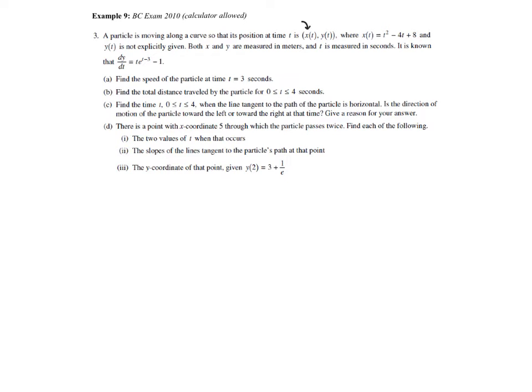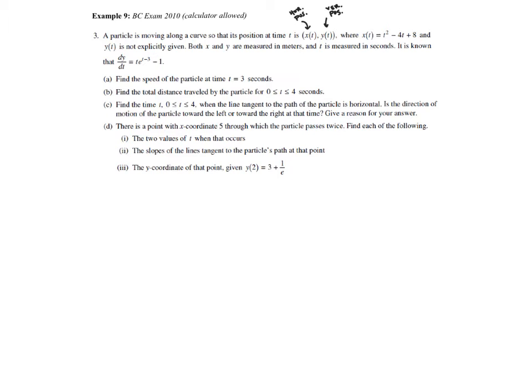Position. This will be x of t, the horizontal position with respect to time. So x of t is a quadratic representing the change in horizontal position with respect to time. y of t is the vertical position with respect to time. We don't know y of t, but you never know. We might have to do some work with it.